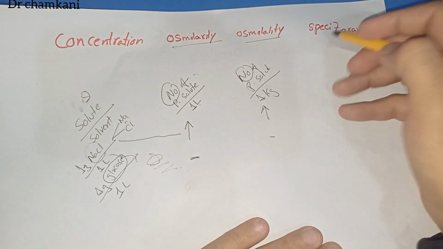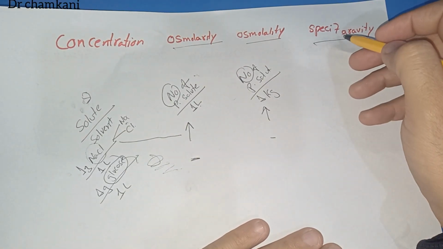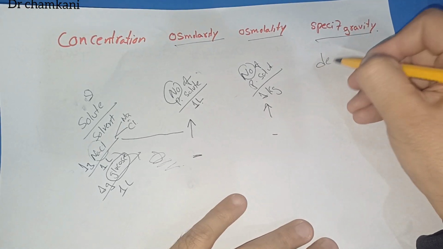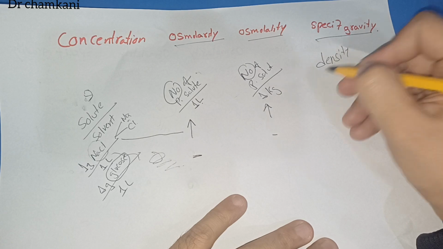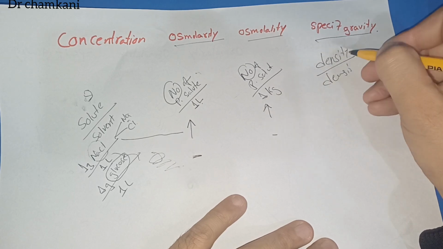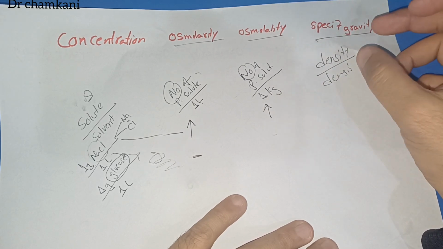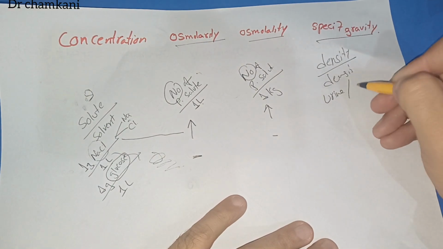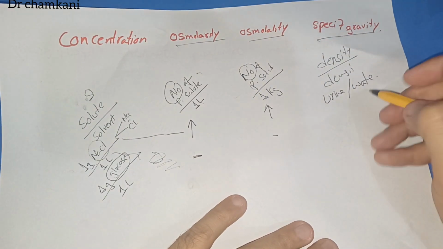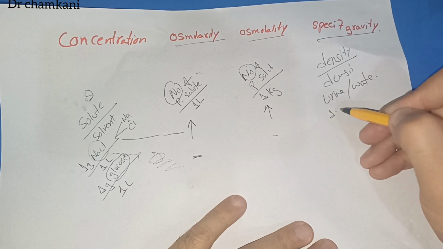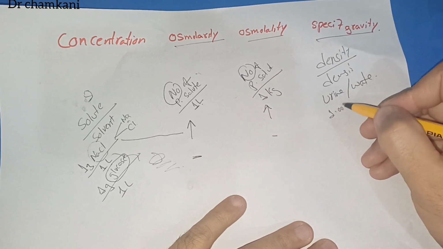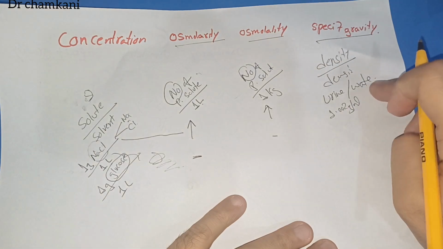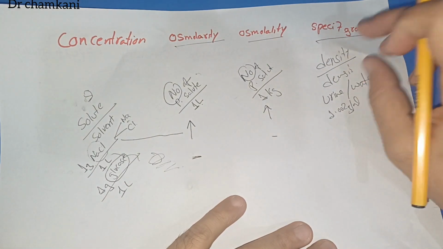Now when we come to specific gravity, if we simply define it, it is the comparison of one density to another density, and most of the time it is the comparison of the density of a solution to the density of water. For example, the density of urine as compared to the density of water. Now if we compare it, the urine is around 1.002 gram per ml as compared to water. It is slightly heavier than water, so it is the comparison of two densities.